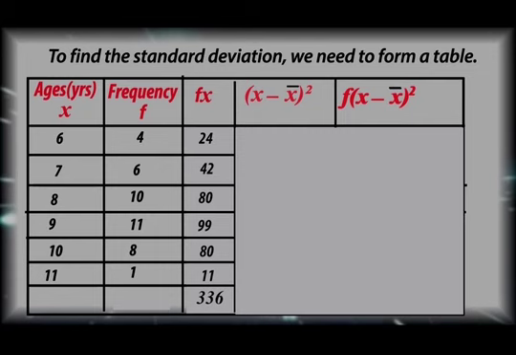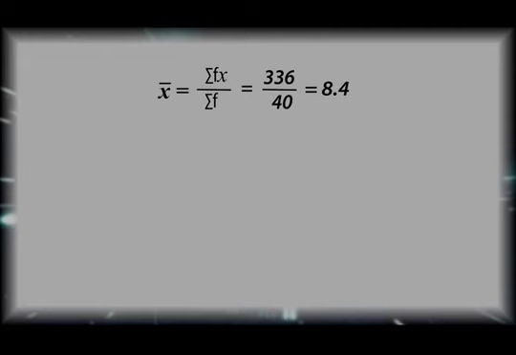Now we'll use that to work out the mean for the data. After the first three columns, we first find our mean. The formula for the mean is sigma fx divided by sigma f. Our sigma fx from the table is 336. Sigma f is 40. So when we divide, we get our mean to be 8.4.